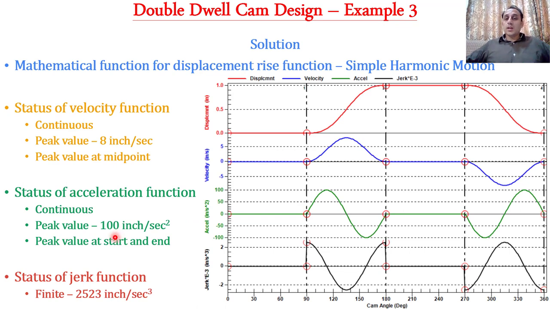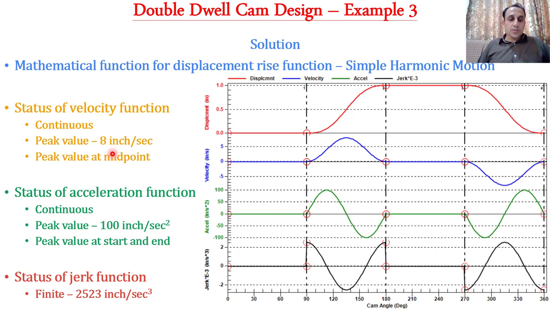This is the first cam which is now accepted. But now what we want to do? We want this acceleration to reduce. Why? Because if the acceleration is reduced, what will happen? Dynamic forces will be reduced, stresses will be reduced, and there will be no harm on the components, or the service life of the components will be increased. So that's why we will modify our mathematical function to reduce this acceleration. We want this acceleration to be reduced.